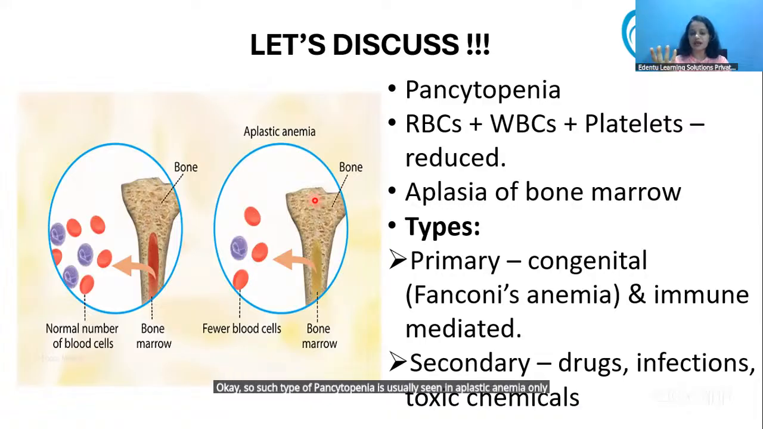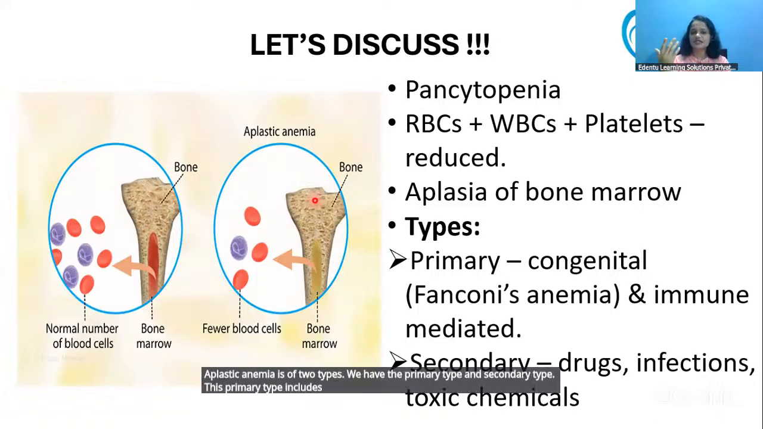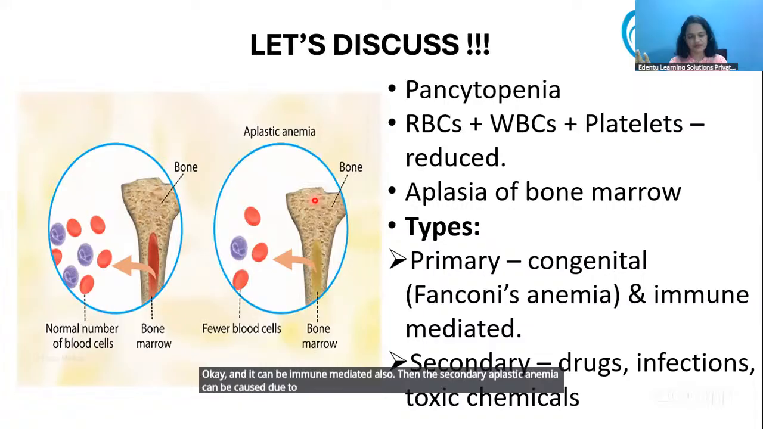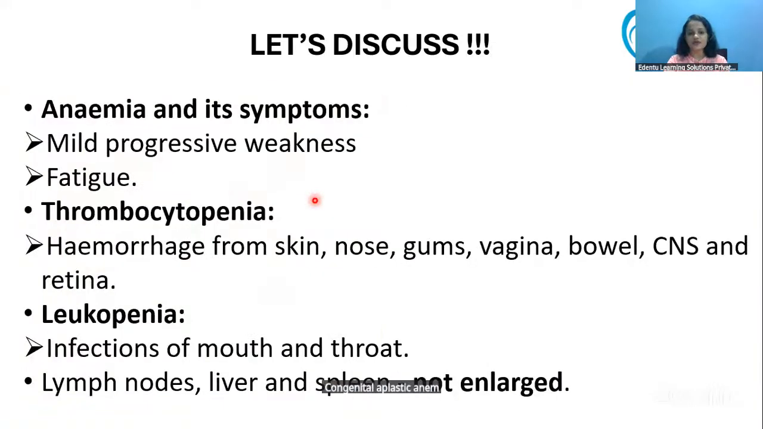This aplastic anemia is of two types. We have the primary type and the secondary type. The primary type includes mainly the congenital type of aplastic anemia, which is called Fanconi's anemia. Okay, and it can be immune mediated also. Then the secondary aplastic anemia can be caused due to drugs, infection, or some toxic chemicals. Okay, remember the name: congenital aplastic anemia is called Fanconi's anemia.